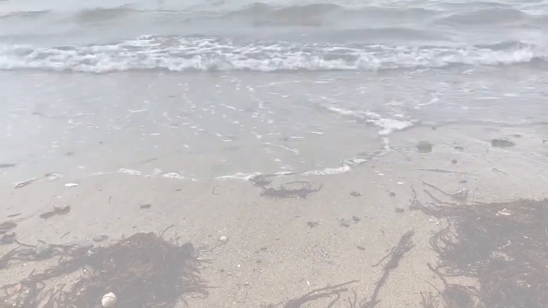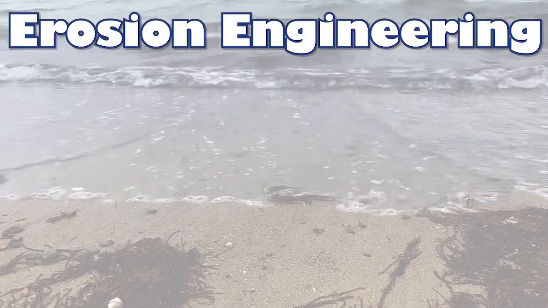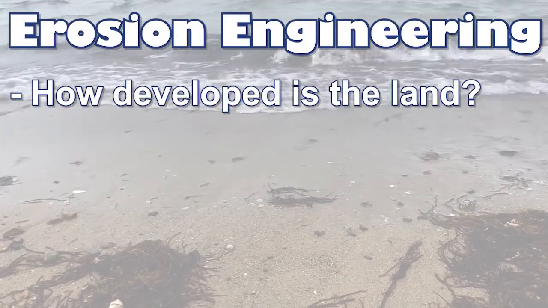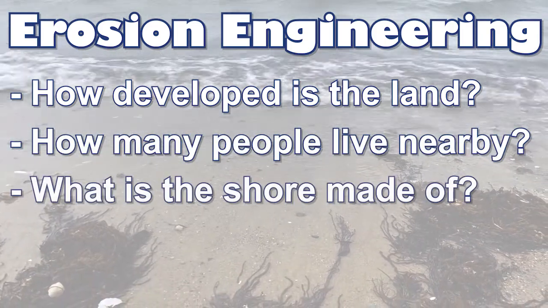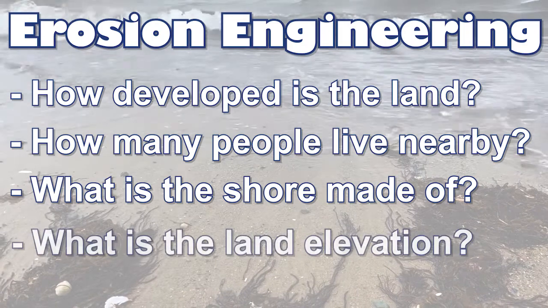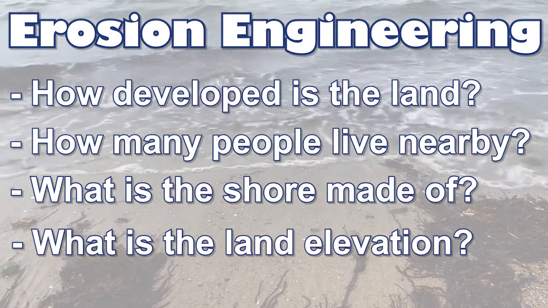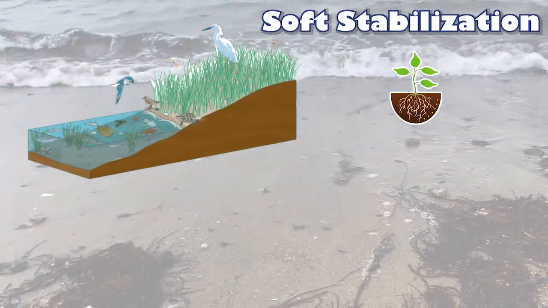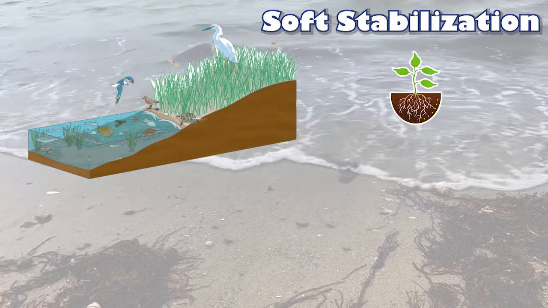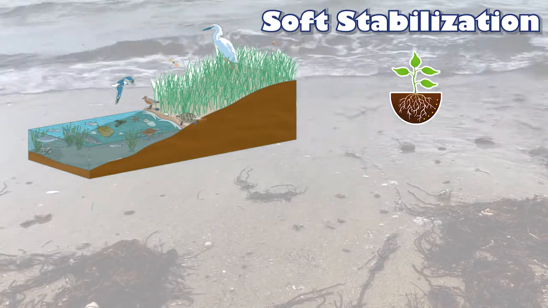The different solutions that engineers may use depend on many factors, such as how developed the area is, how many people live there, what the shoreline looks like and is made of, or what the height above water is. For example, if the shoreline is low-lying and already has some salt marsh, then making the salt marsh larger could work to absorb wave energy and prevent erosion. That would be an example of soft stabilization.